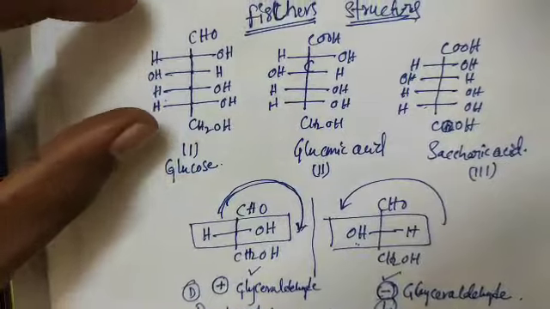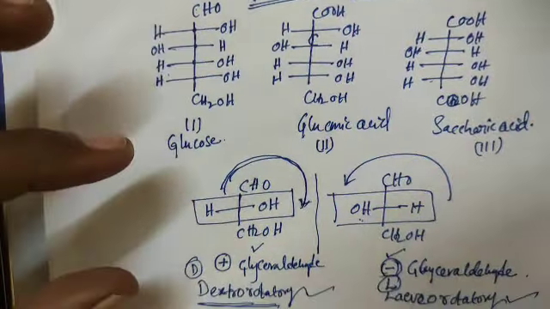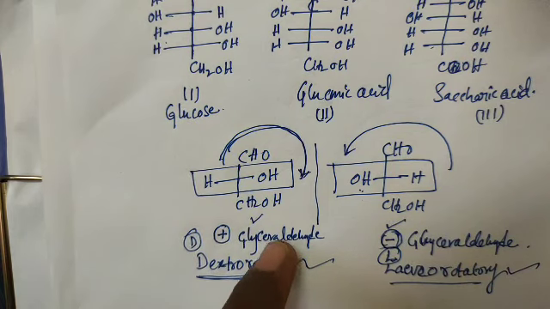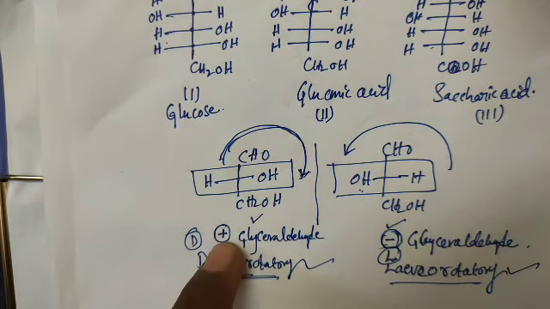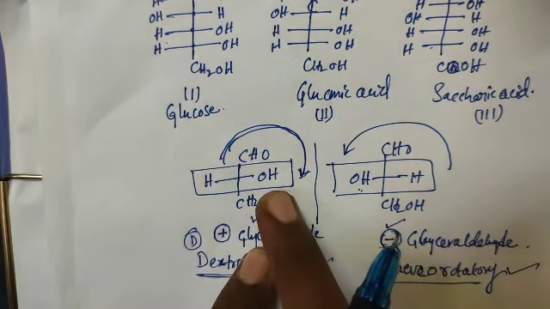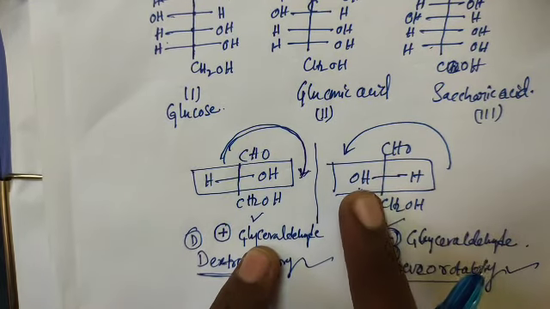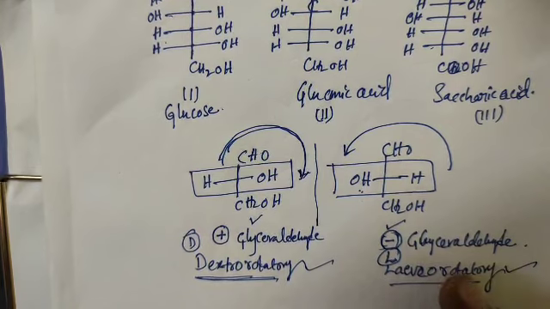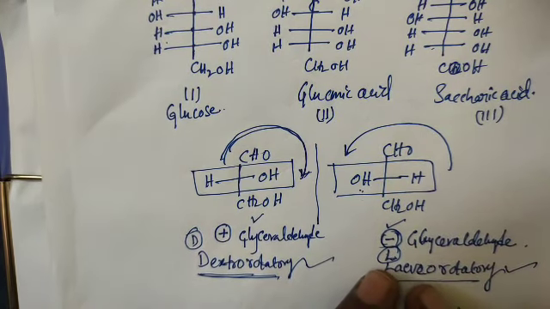So Fisher said there are 3 different structures. We have glyceraldehyde: dextrorotatory means plus glyceraldehyde, with OH on the right-hand side. Here OH is on the left-hand side, which means this is levorotatory or minus glyceraldehyde.